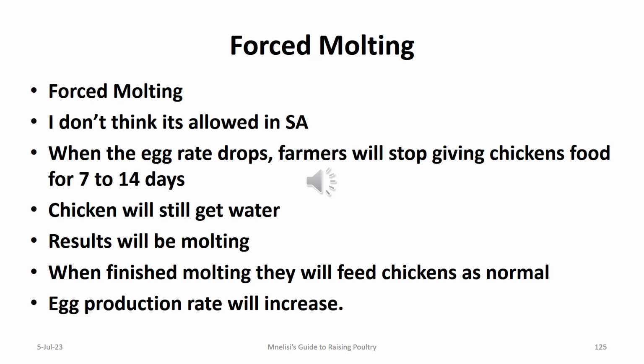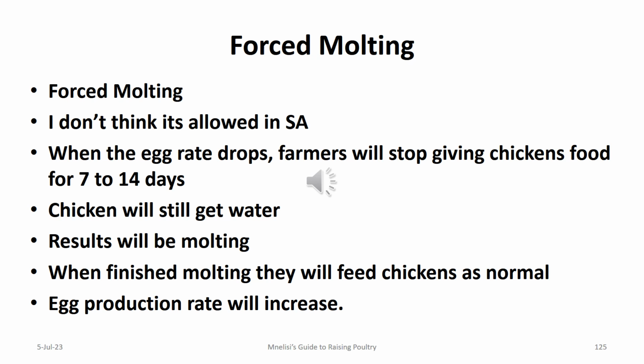Forced molting. This is also called induced molting. When the egg production rate drops, farmers will stop giving chickens food for 7 to 14 days. Some farmers will also stop water for a certain period of time. Some chickens will die during this process. You need to be careful.